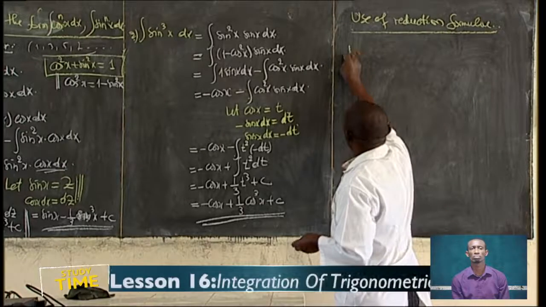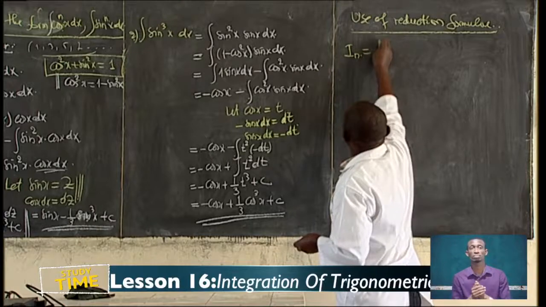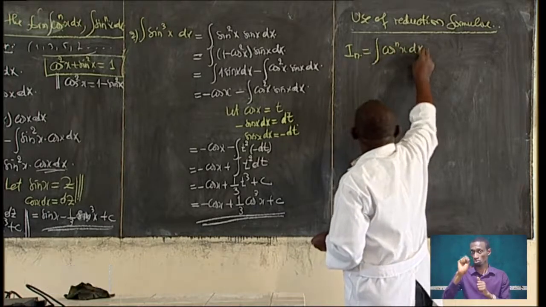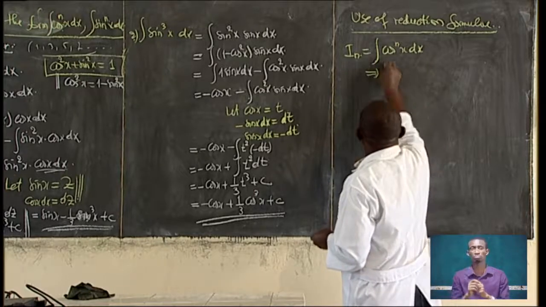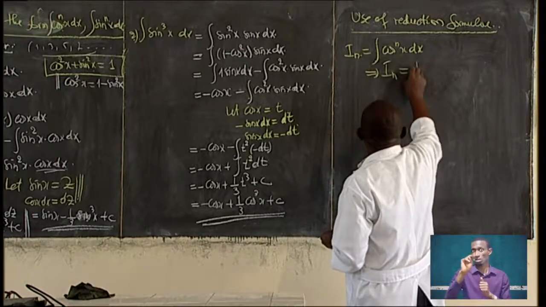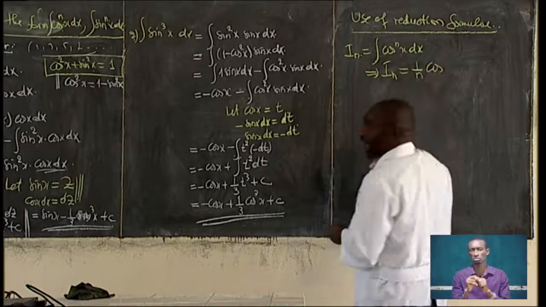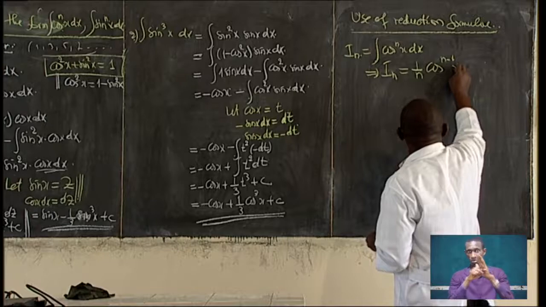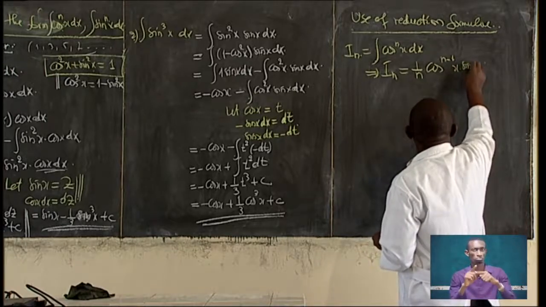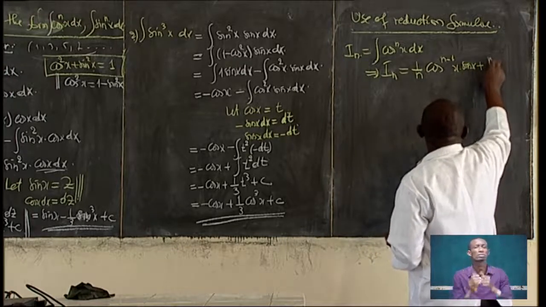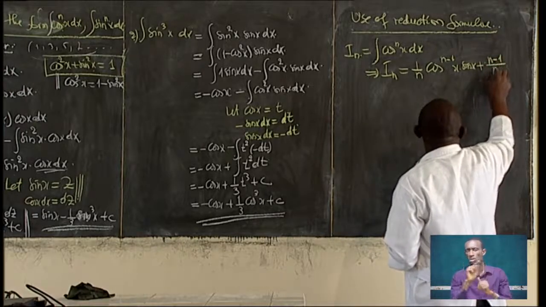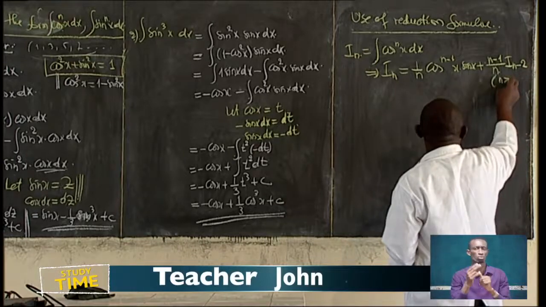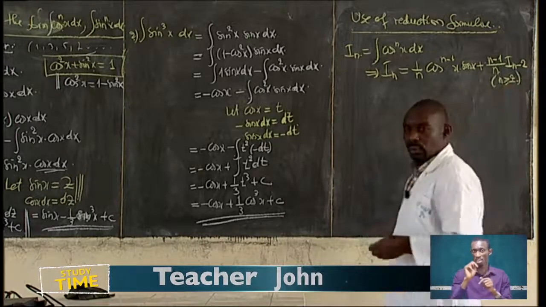So when you have the integral of this form, cosine^n x dx, then I_n is equal to 1 divided by n, cosine^(n-1) x times sine x, plus (n-1) divided by n, I_(n-2). Of course, n is greater than or equal to 2.